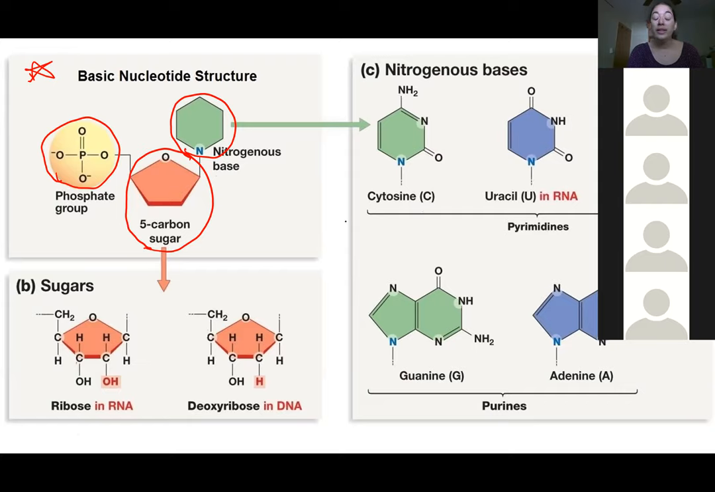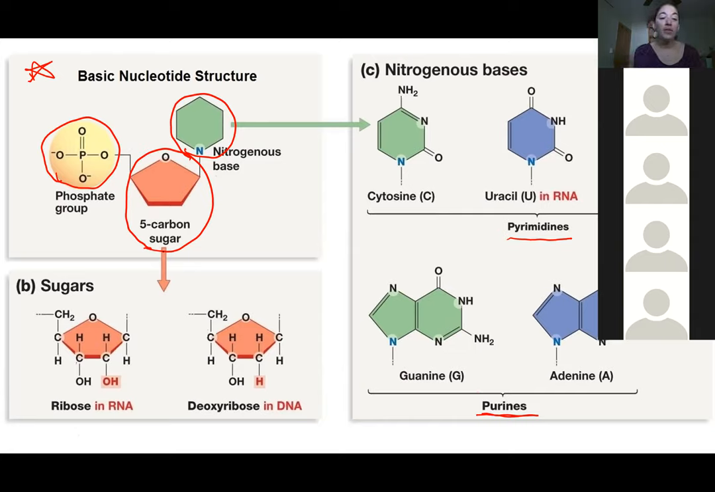So here we can see the structure of these nucleotides, and they are very similar. The three on top are called pyrimidines. So cytosine, uracil, and thymine are pyrimidines. You'll need to know which category they fit into. And then guanine and adenine are purines. So they're just different categories that you need to know, okay?